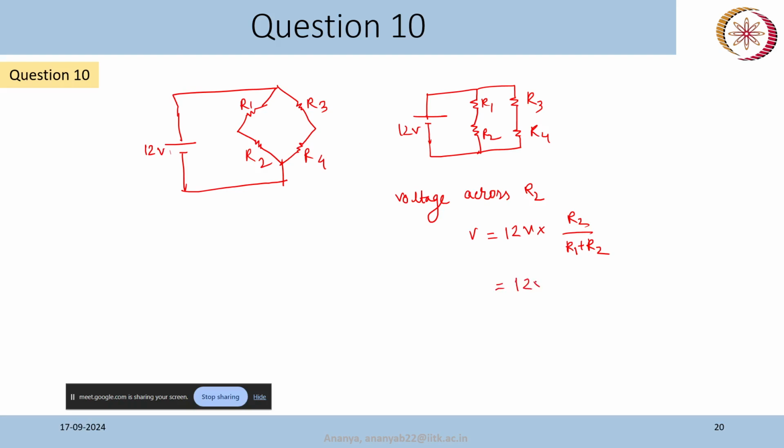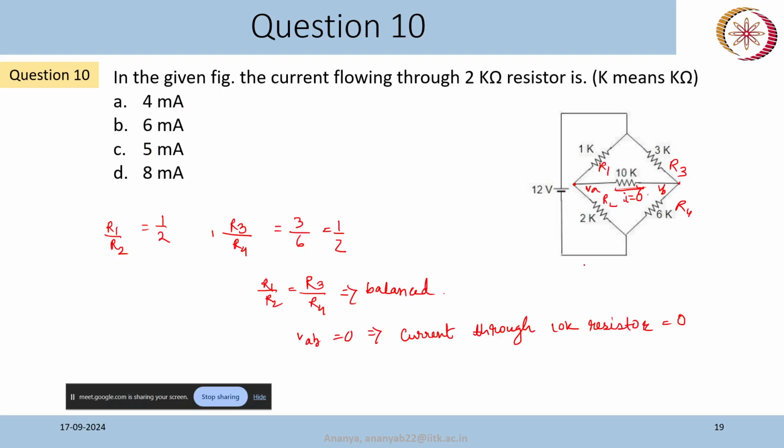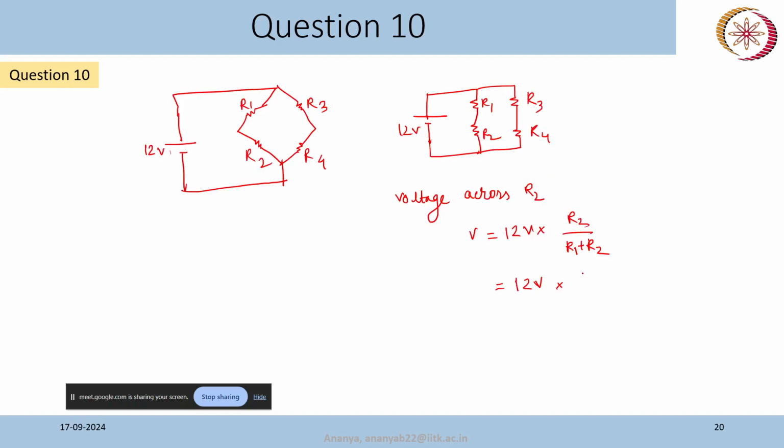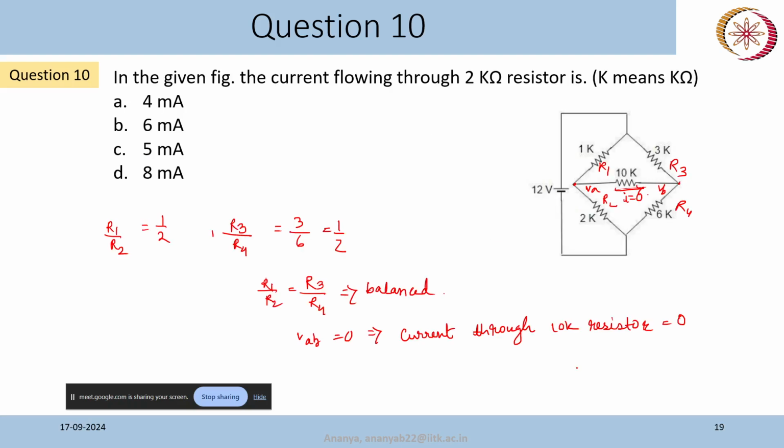This voltage will be 12 volt multiplied by R2 by R1 plus R2. What is our R2, for which we want to calculate current? This is 2 kilo ohm and R1 is 1 kilo ohm. So this is 12 into 2 by 1 plus 2, that is 12 into 2 by 3. So this is 4 times 2, so this is 8 volt. So that is the voltage across it.